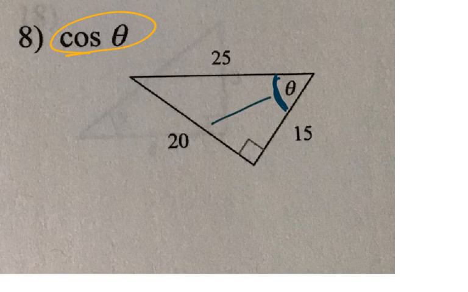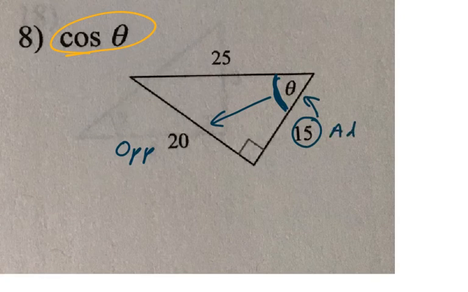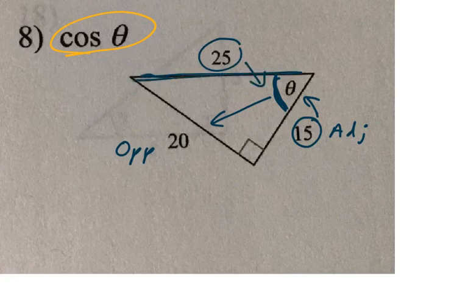So notice how the 20 is on the other side of theta. This is what we refer to as the opposite side. And notice how the 15 is right next to the angle. This is what we refer to as the adjacent side. Now 25, notice, is also adjacent to theta, but 25 is also the longest side. Look at the numbers. Do you agree that's the longest side? That, of course, is what we should know as a hypotenuse.